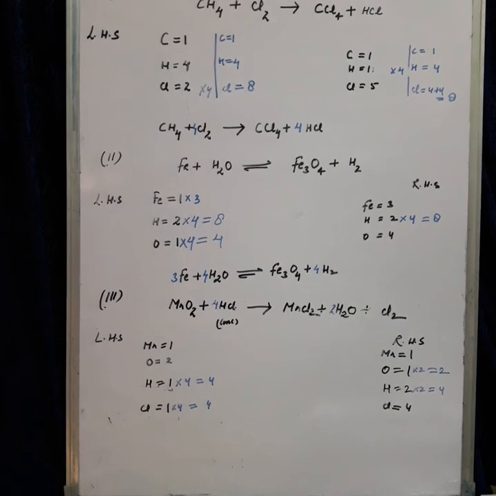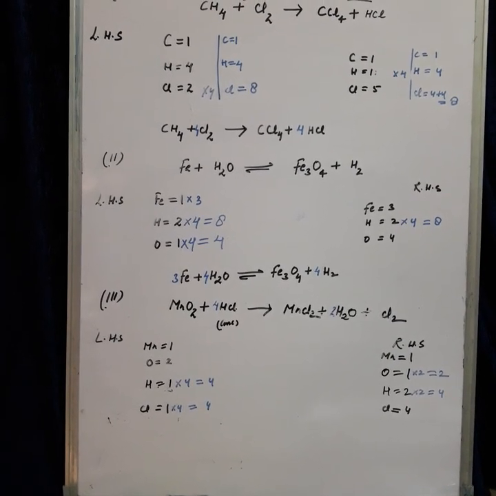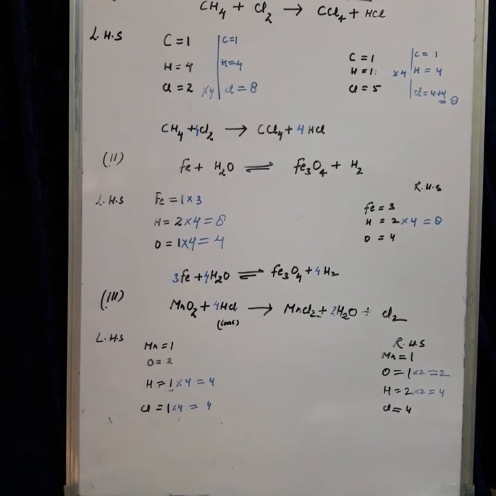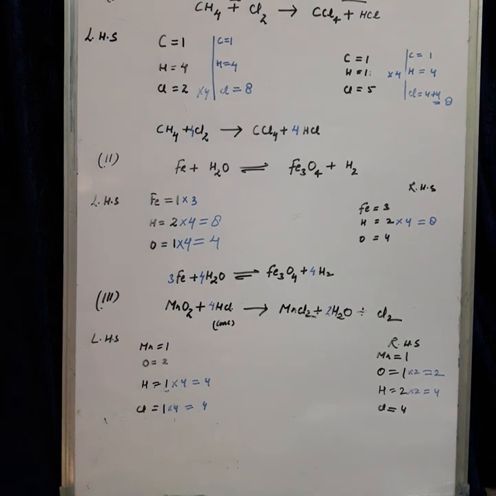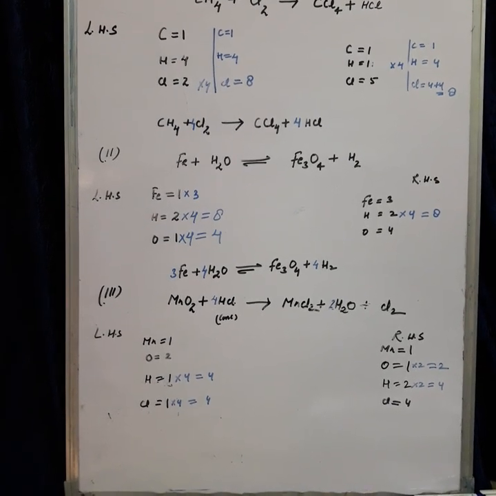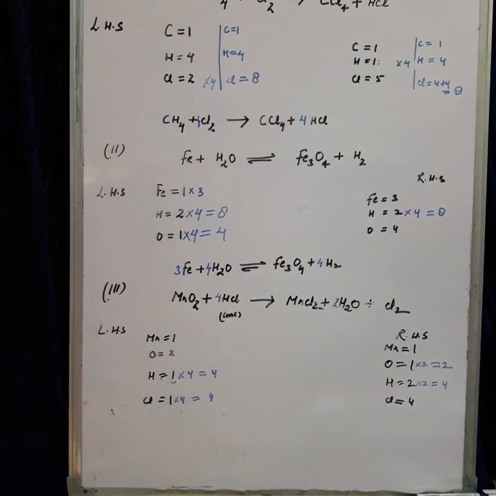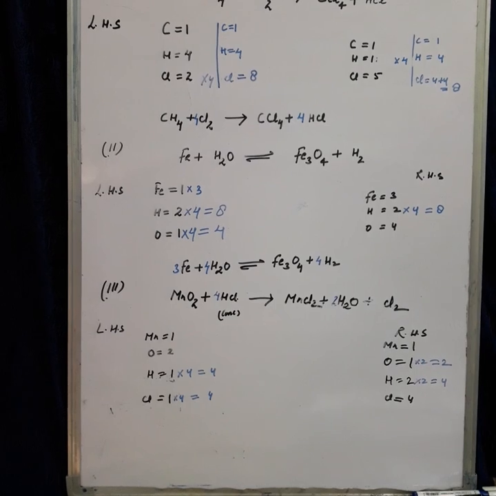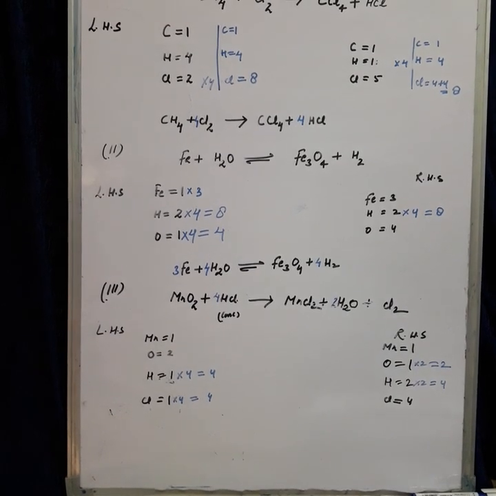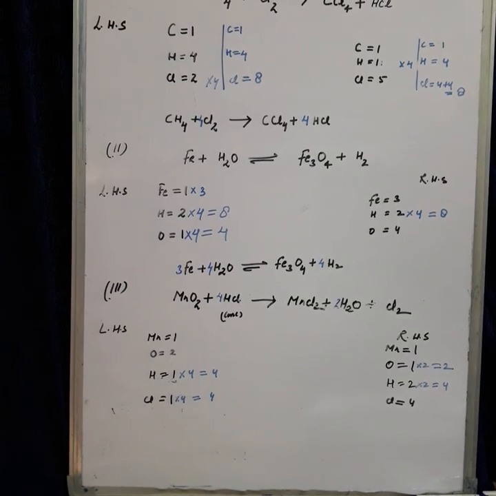Okay. So what is the hit and trial method? First, you should know that it consists of counting the number of atoms of each element on the reactant and product side and trying to equalize the number. Okay, now take a look at this example. Example number 1: methane reacts with chlorine to form carbon tetrachloride plus hydrogen chloride.